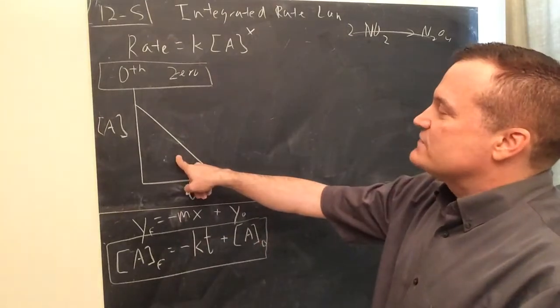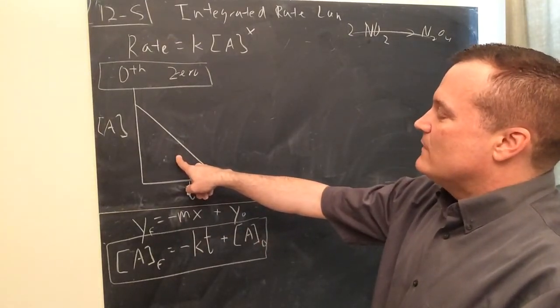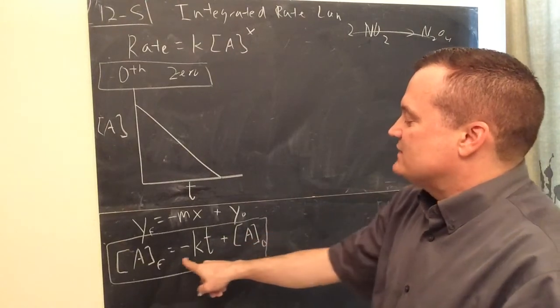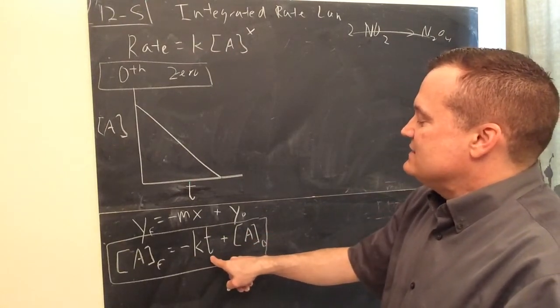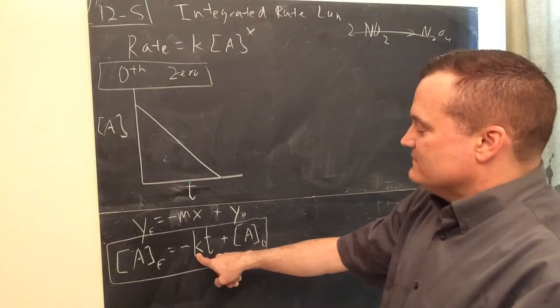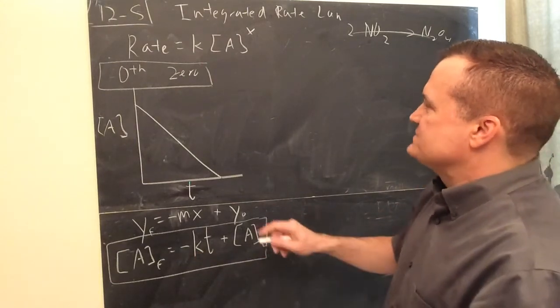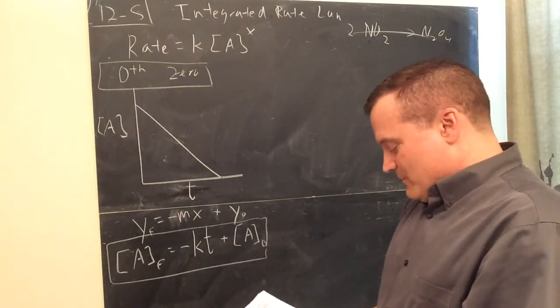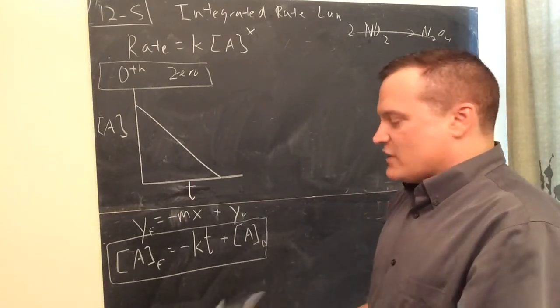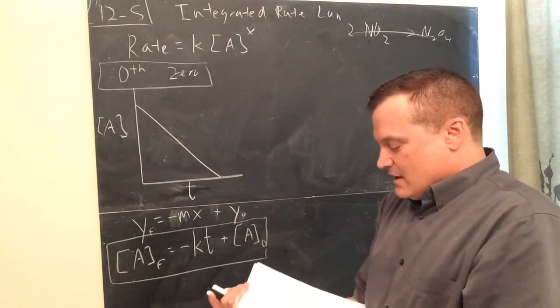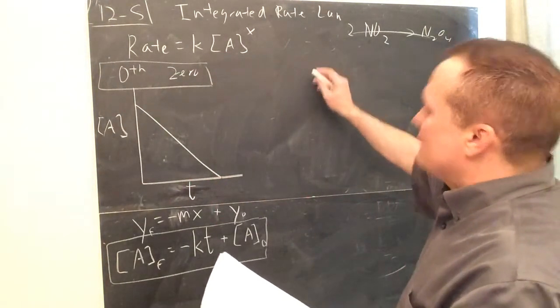And the equation for a zero order process would be: concentration of A final is negative kt, where k is the rate constant, plus concentration of A initial. Okay, that's for zero order. All right, now we'll move on to the next page. Now, there are going to be three really important graphs to remember. This is one of them. Well, maybe four. Okay, then here goes the next graph.